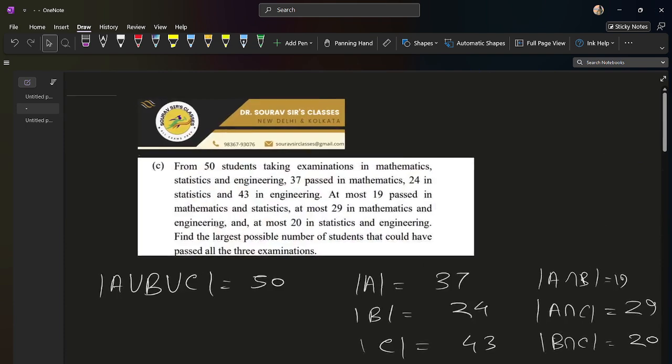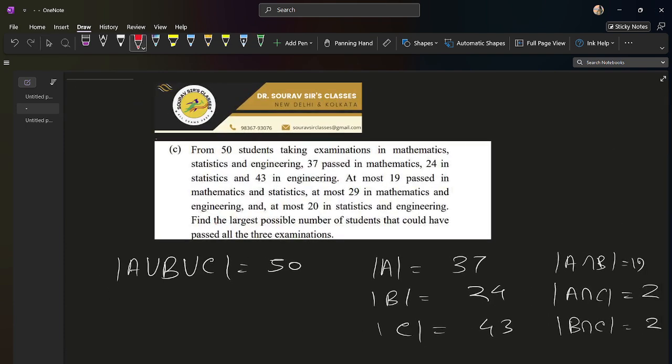Okay, so the largest possible number of students who could have passed all the exams will be 14. Hope you understood, guys.